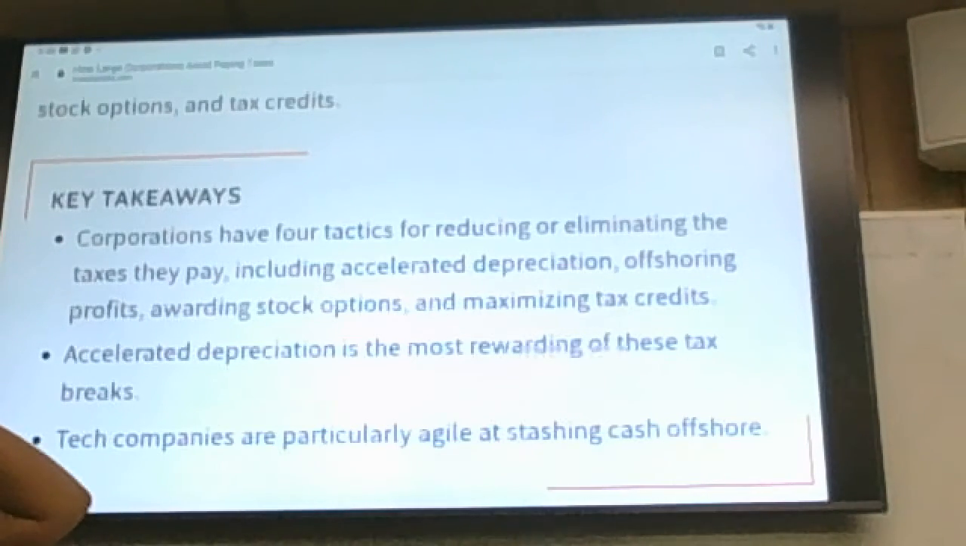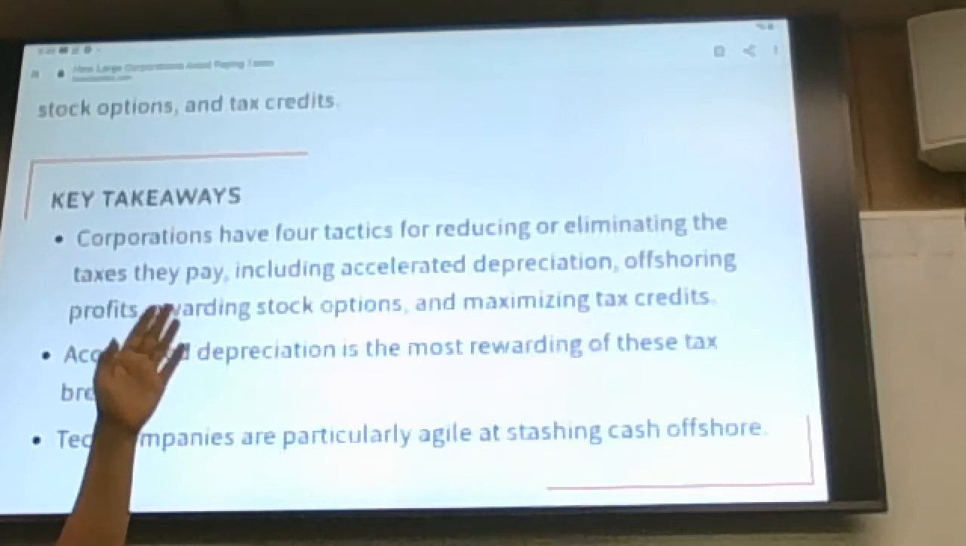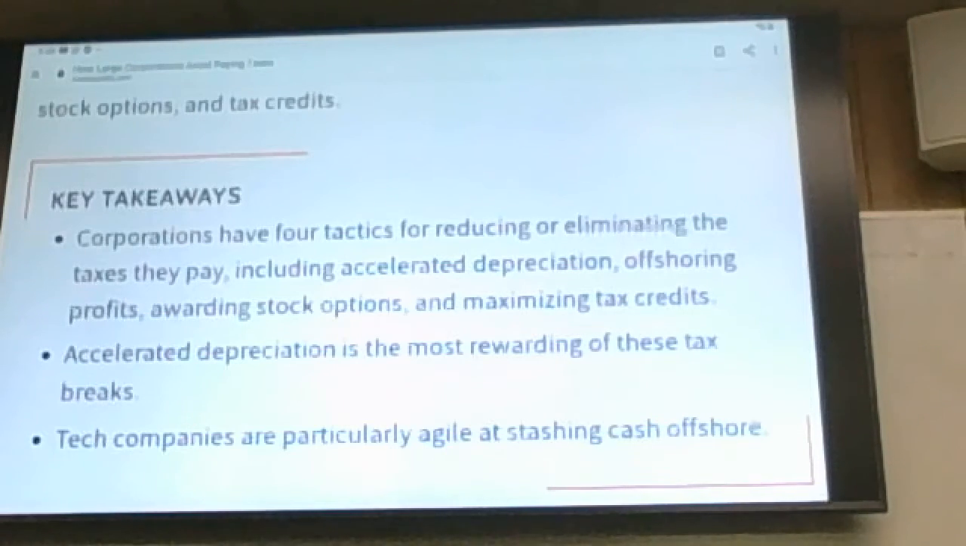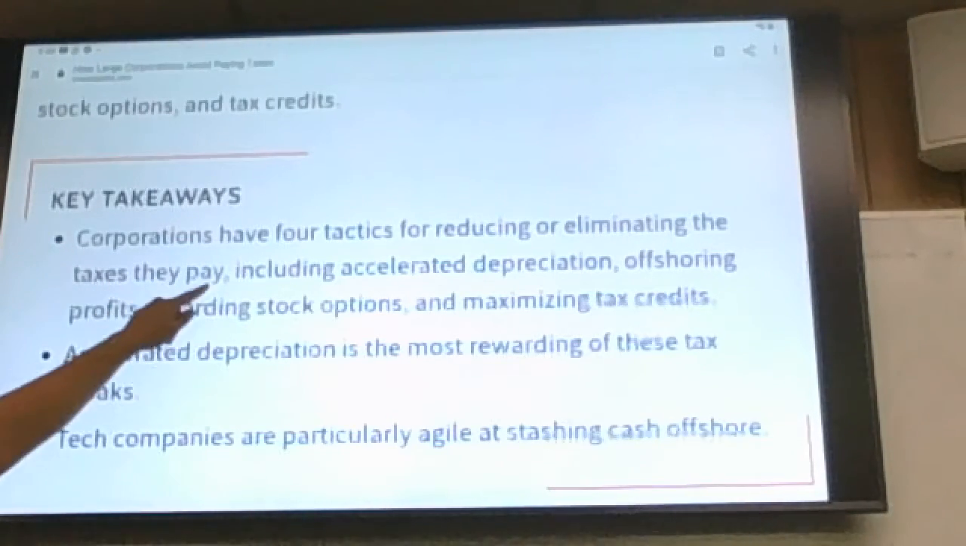So it's kind of a disadvantage for us because we can't all hire accountants, and corporations have people who work full-time trying to figure out how to reduce the amount of taxes that they pay the government. But some people, how many of your parents have an accountant? Anybody? Yeah, if your parents own a business, they probably have an accountant, or maybe your parents are an accountant, right? So corporations have 4 ways to reduce or eliminate the taxes they pay.